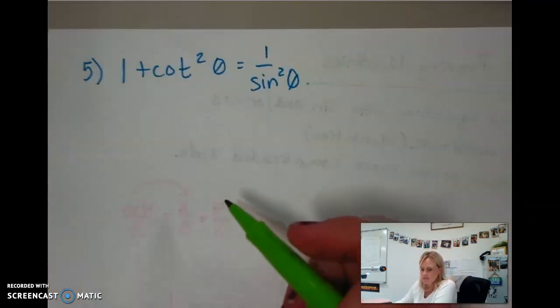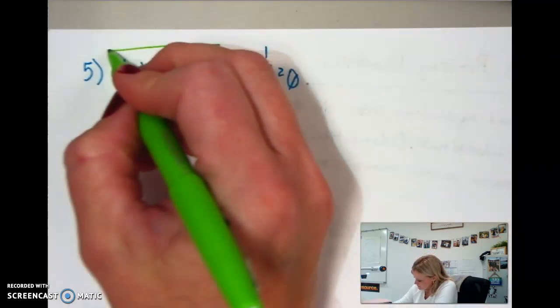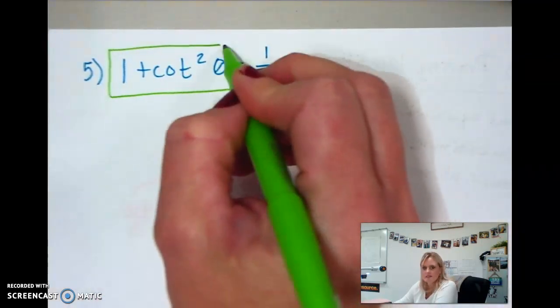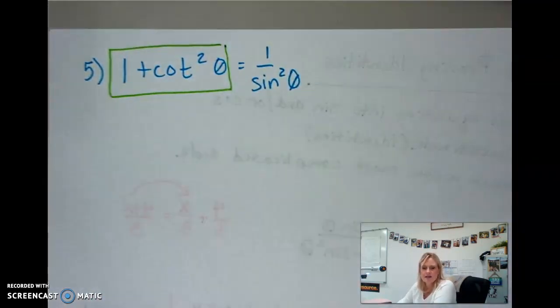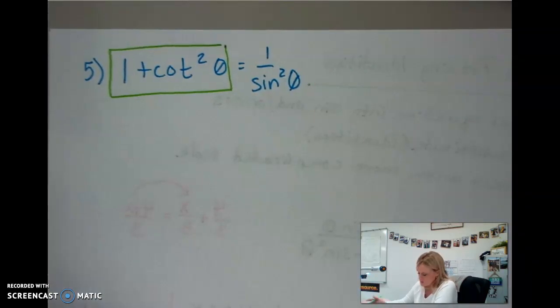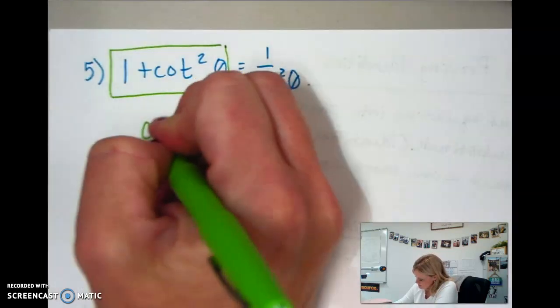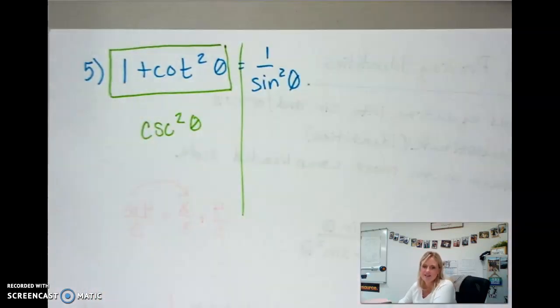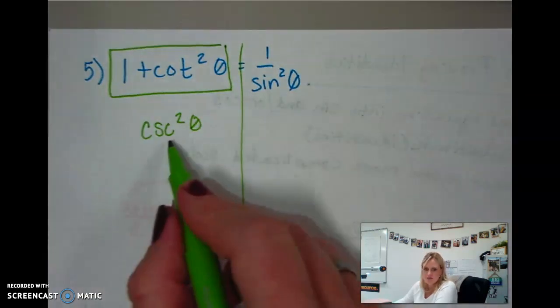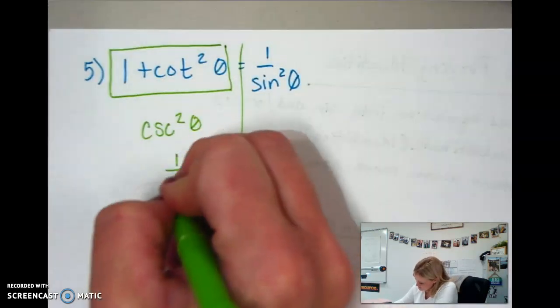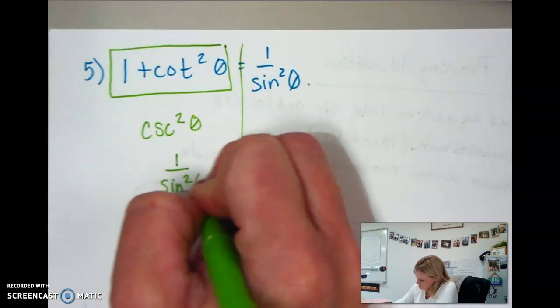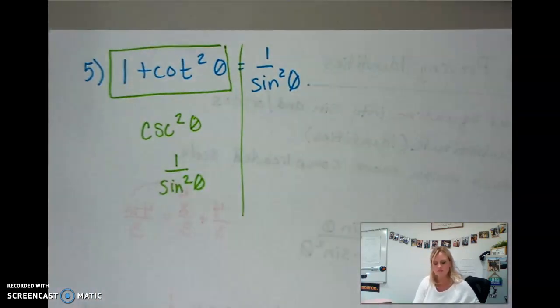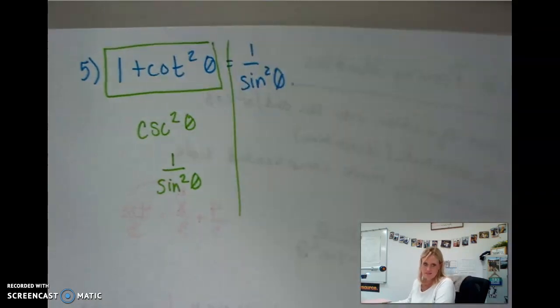Alright, I always look to see if I ever have a combination of a 1 plus something squared, because that comes from our trig identity list. And 1 plus cotangent squared is the same as the cosecant squared. And why does that help me? Because the reciprocal of cosecant is 1 over sine squared of theta. Okay? Alright, hopefully those have made sense to you.